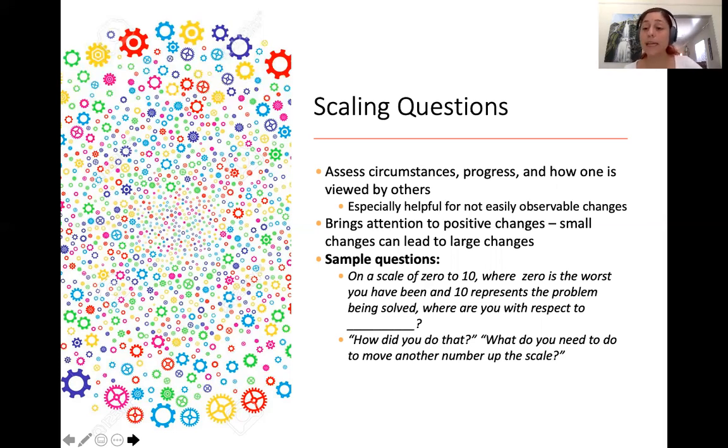Okay? And then you would ask them again at the next session. And even a move from 2 to 3 indicates improvement and should be followed up with questions like, how did you do that? How did you move from a 2 to a 3? What was different? Or what do you need to move up another number on the scale? Right? If your confidence was at a 2 and now it's at a 3, what is it going to take for you to move up to a 4 in your self-confidence?